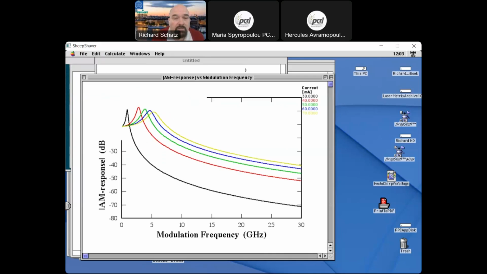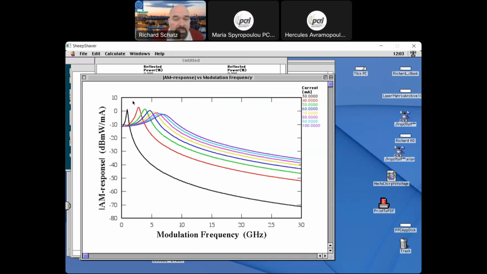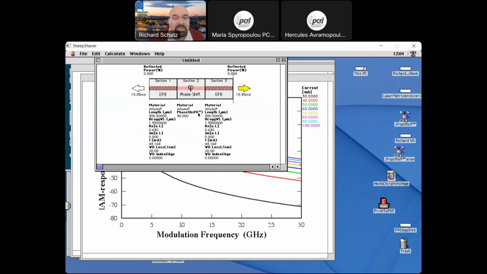And then you see how the modulation response depends on the bias of the laser, the total bias of the laser. And you see the modulation bandwidth is not so good here, but that depends on this laser being very long. It's much too long to be a high-speed laser.